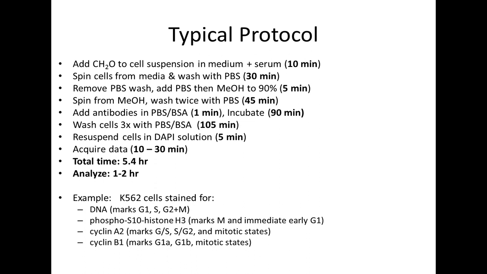In the next few slides, I'll present data for K562 cells, a human erythroid leukemia cell line, stained for DNA content, phospho-S10 histone H3, which is a mitotic marker, and 2 mitotic cyclins, A2 and B1. We'll walk through the resulting data analysis step by step to create a multi-compartment cell cycle analysis.